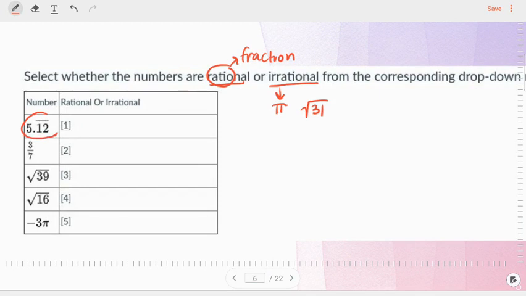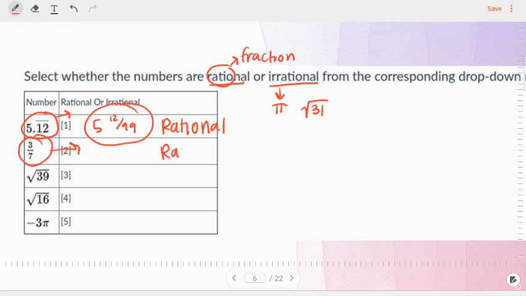5.12 repeating. Well, we know that this can be written as a fraction because we just wrote all of those repeating decimals as fractions. This is 5 and 12 over 99 because it's repeating. Well, that certainly can be written as a fraction, so this is rational. 3/7, hey, it's already written as a fraction of whole numbers, so rational.